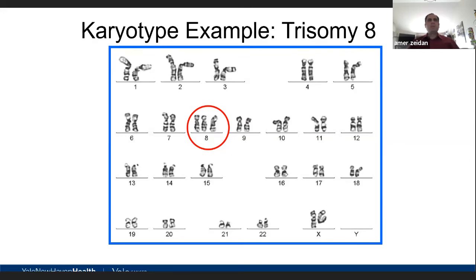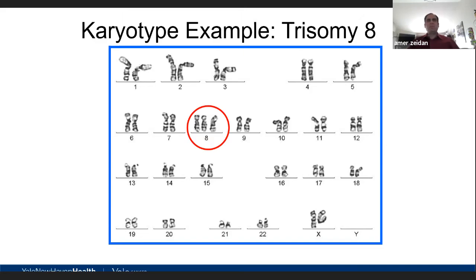So this is an example of a karyotype, which is a representation of the chromosomal abnormalities that we can see sometimes in MDS. So normally, each one of us has 46 chromosomes. They happen in pairs. And here is an example, as you can see in the red circle. This patient had an extra copy of chromosome 8, which is something we see in MDS, but it's not diagnostic. It can happen in other conditions. So that's an example of trisomy 8.